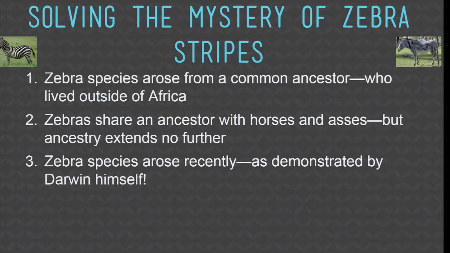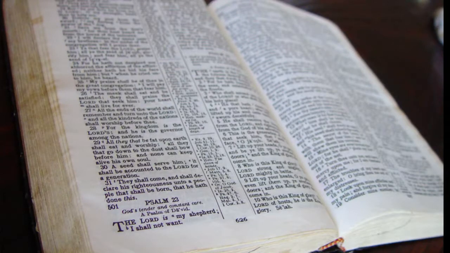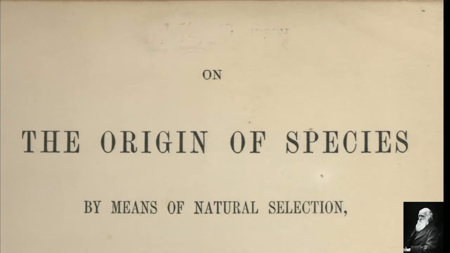3 clues to the origin of zebra stripes. They came from somewhere else, outside of Africa. They have a common ancestor with other equids, horses and asses, and this happened recently. Isn't it amazing that we made all these observations from the scriptures? We didn't make observations from the scriptures. These are all arguments from Darwin's own work.